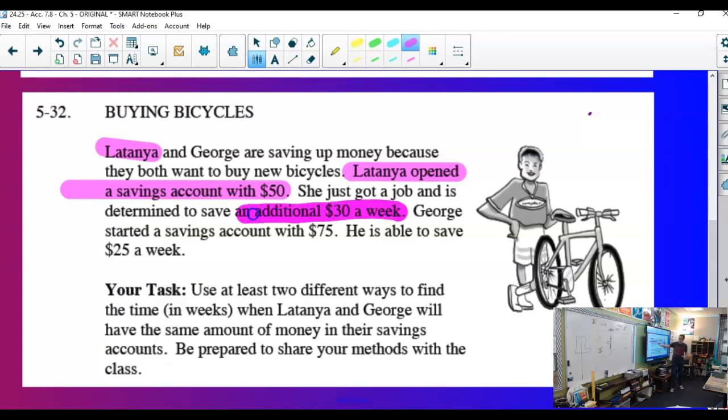Now she is, right? She is determined to. She's saying, I'm doing this. Actually, you can set up your paychecks to immediately put a certain amount of money in a certain place. So then George, Eden, tell me something to highlight for George. He starts with 75. And Caleb? And he's saving 25 a week.